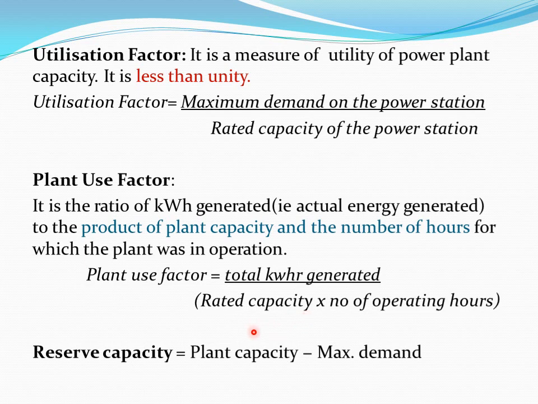The last one will be the reserve capacity. It is the difference between the plant capacity and the maximum demand. From the name itself we can identify reserve. It will always be useful for emergency conditions. So it is also a generating capacity which will always be available during emergency conditions. You can take this as the reserve capacity.